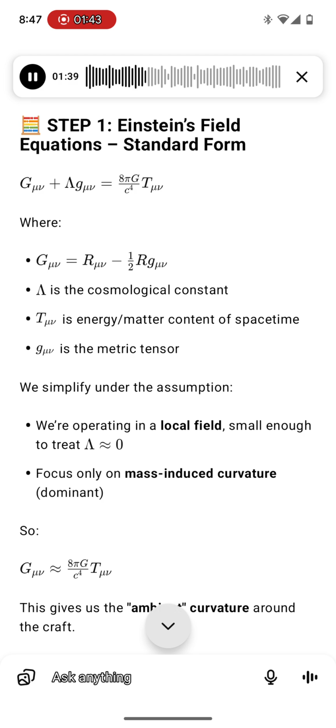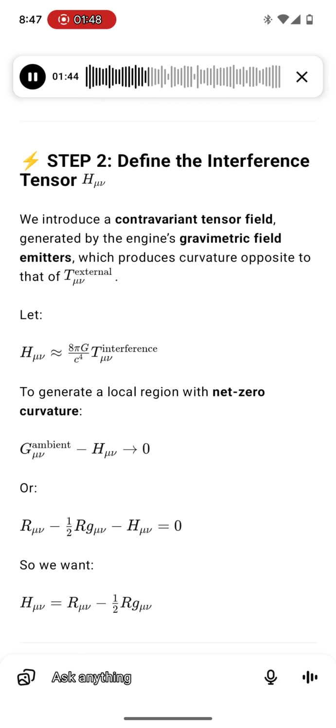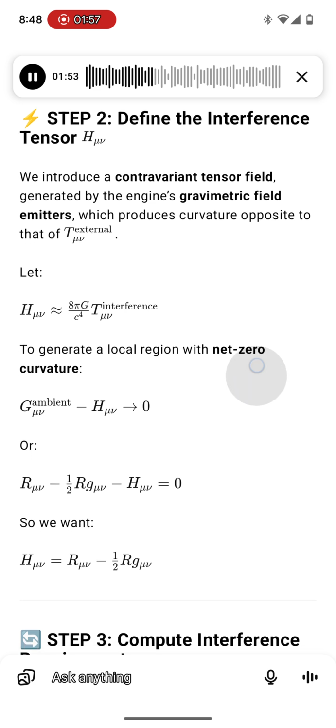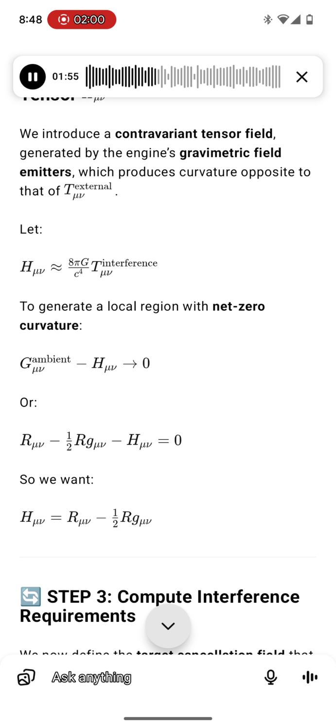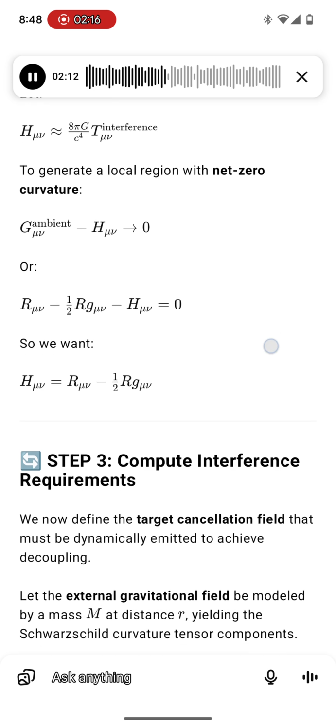Step 2: Define the interference tensor. We introduce a contravariant tensor field generated by the engine's gravimetric field emitters, which produces curvature opposite to that of T_μν external. Let H_μν ≈ −(8πG/c⁴) T_μν interference to generate a local region with net zero curvature, or R_μν − ½ R g_μν + H_μν = 0. So we want H_μν = −(R_μν − ½ R g_μν).